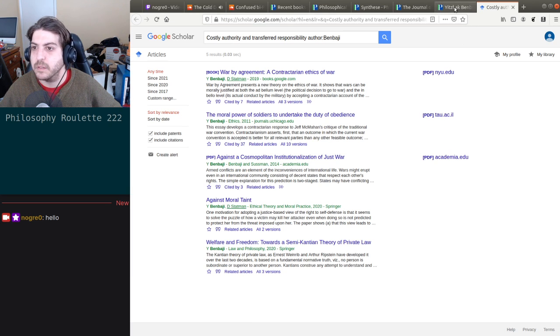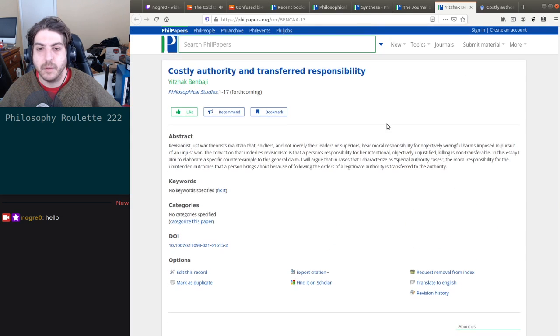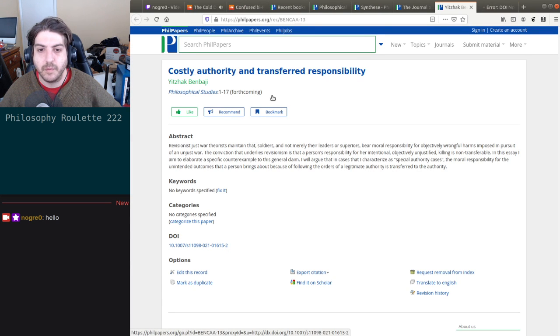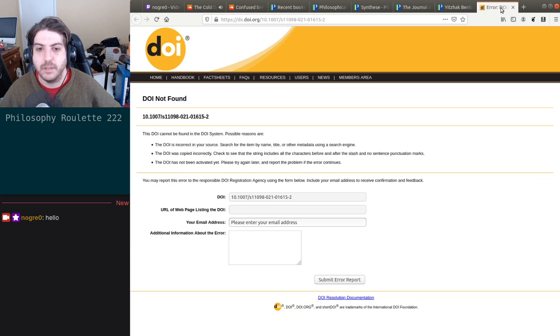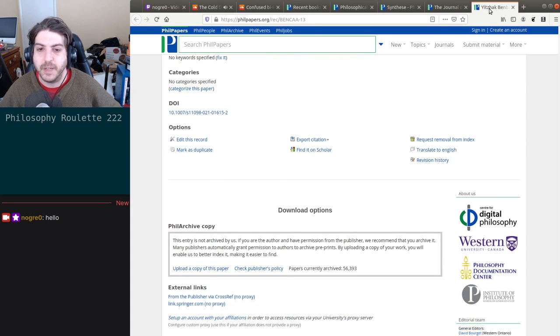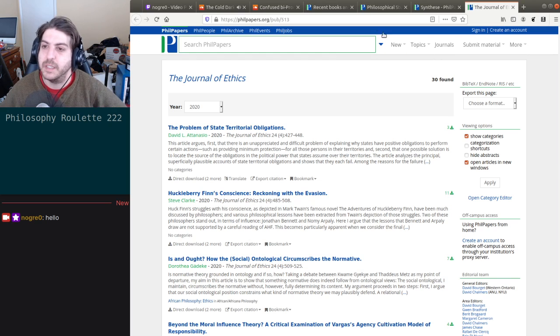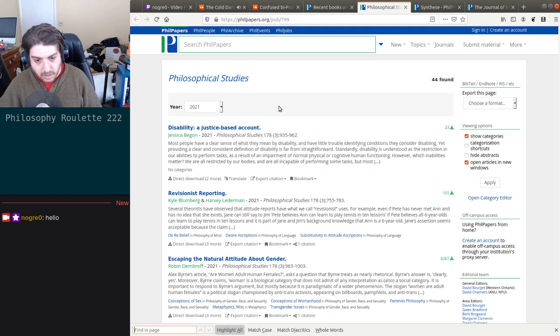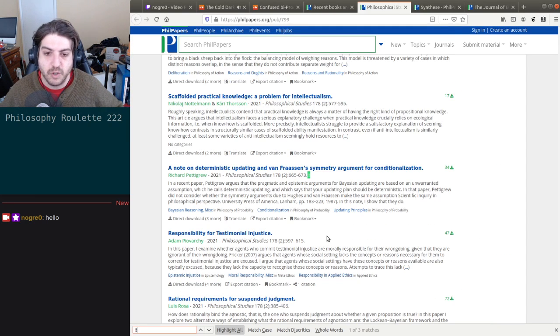The power of soldiers. This is not this paper, though, is it? Transferred responsibility. Nope. Don't see it right here. Forthcoming, 1 to 17. Ooh, it's too new. It's not even showing up. That's too bad. It goes 1 to 17, I might squeeze in a 17. Alright, whatever. I'll search for what's short.